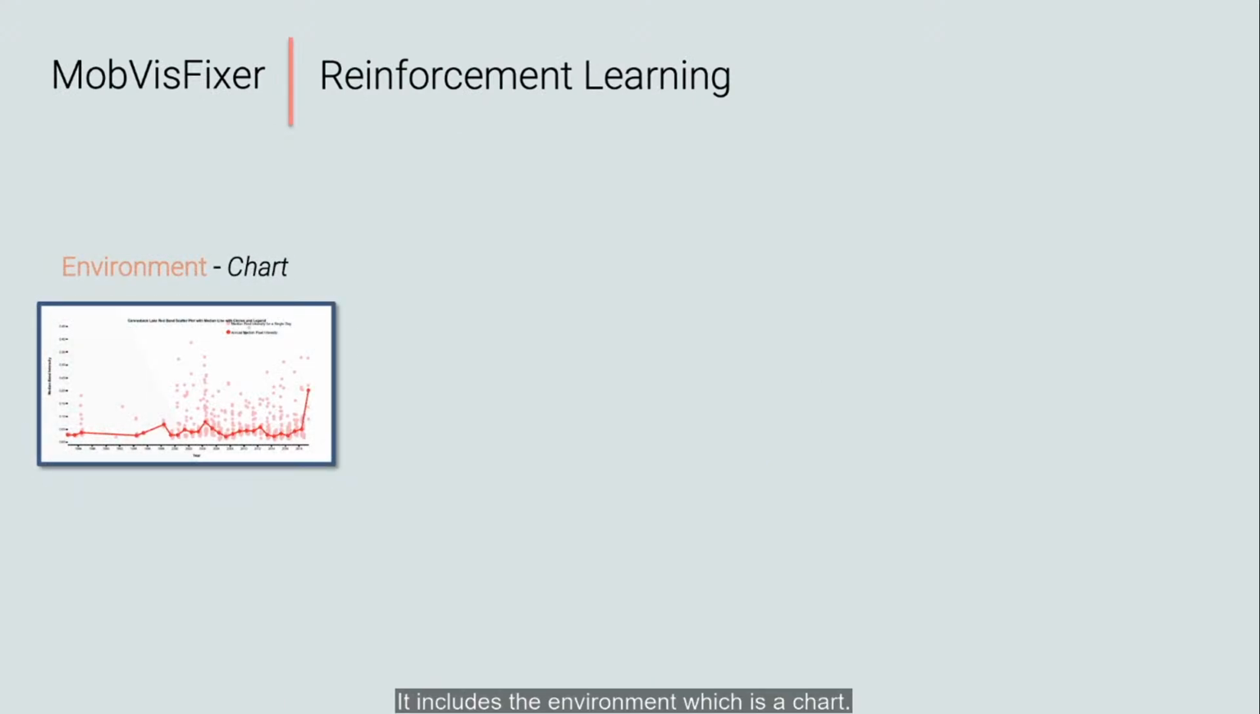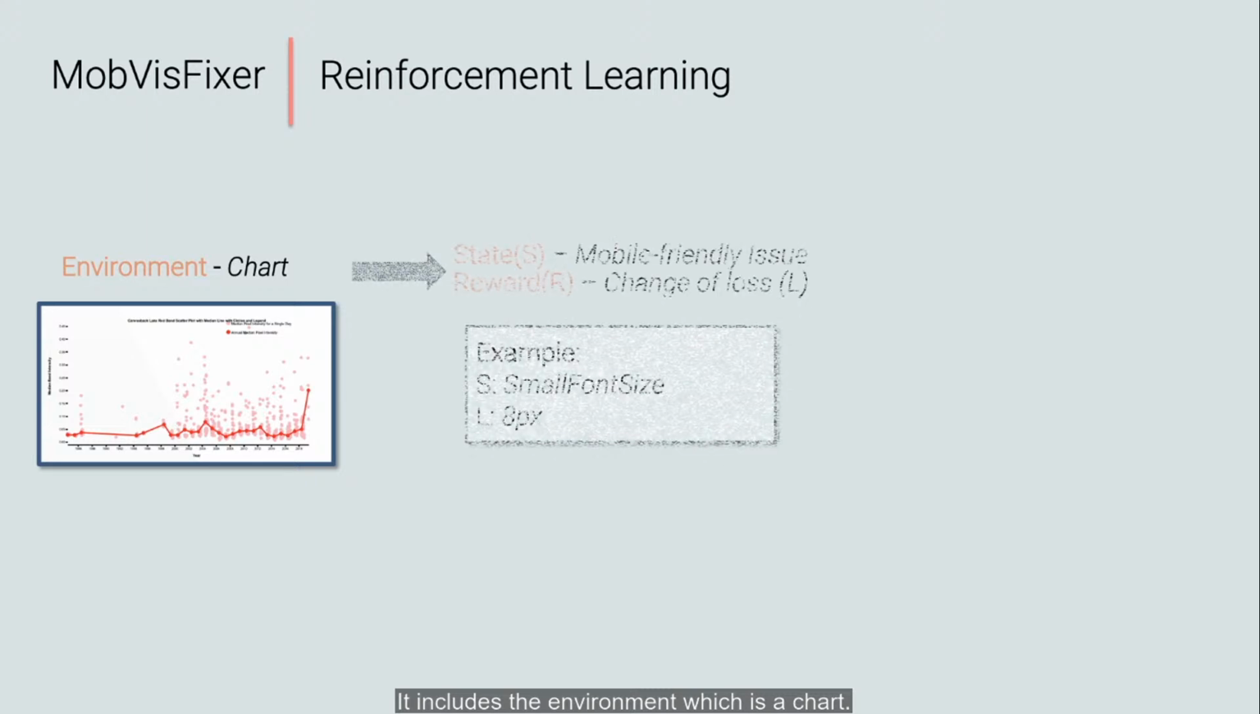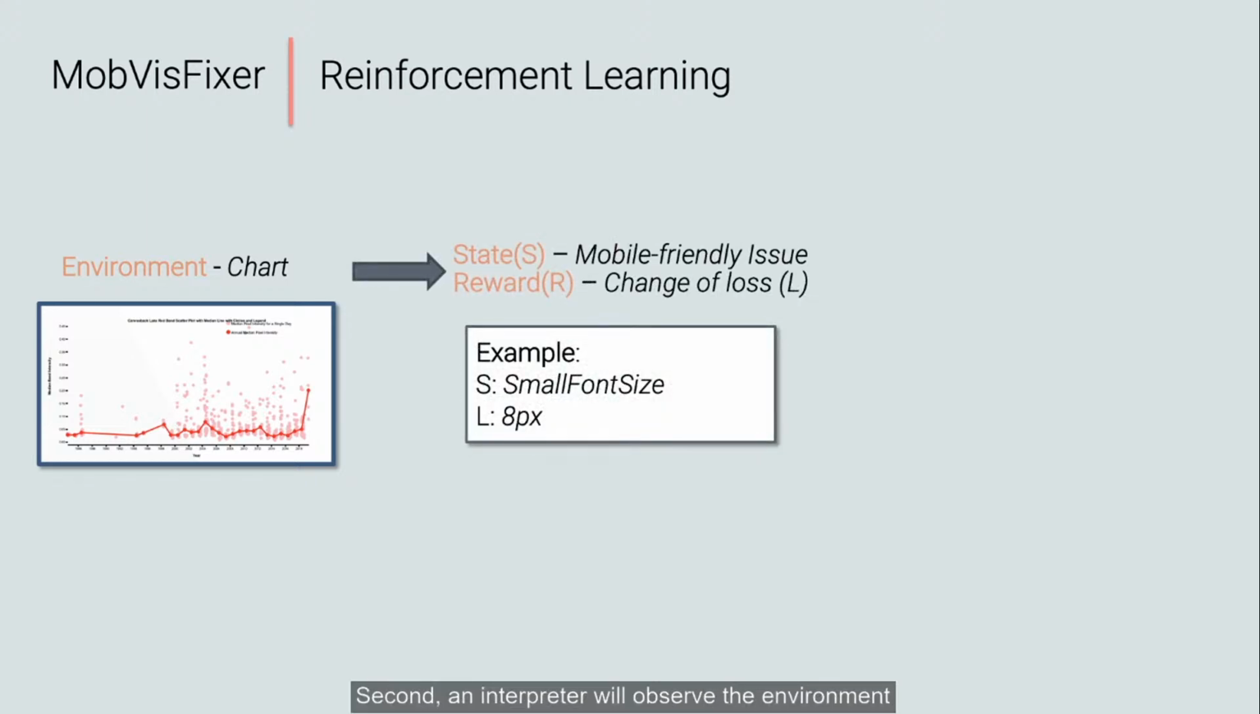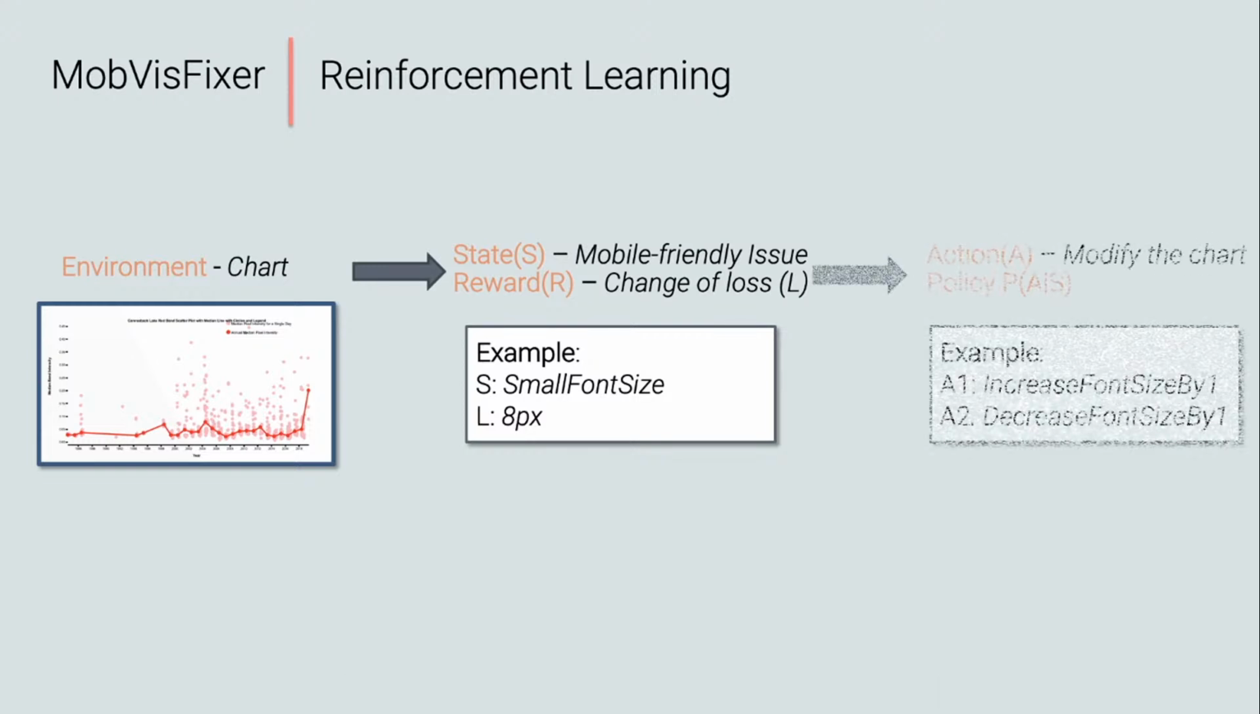It includes, first, the environment, which is a chart. Second, an interpreter will observe the environment and return the states and the rewards. We define the state as the mobile-friendly issues and the reward as the changes of the loss function. For example, the current state could be that it has small font size, and the loss function here is simply the font size, let's say 8.